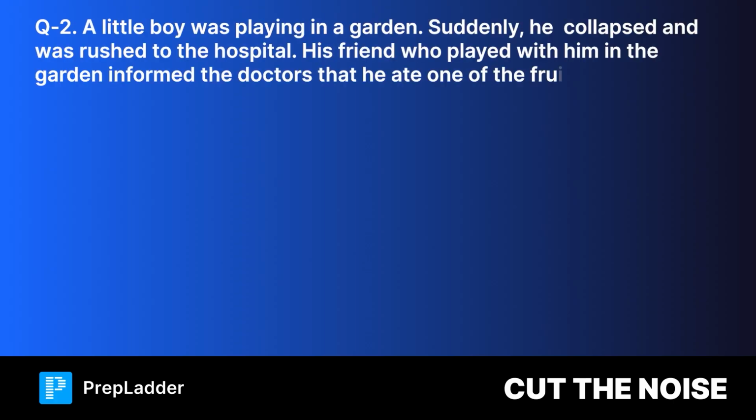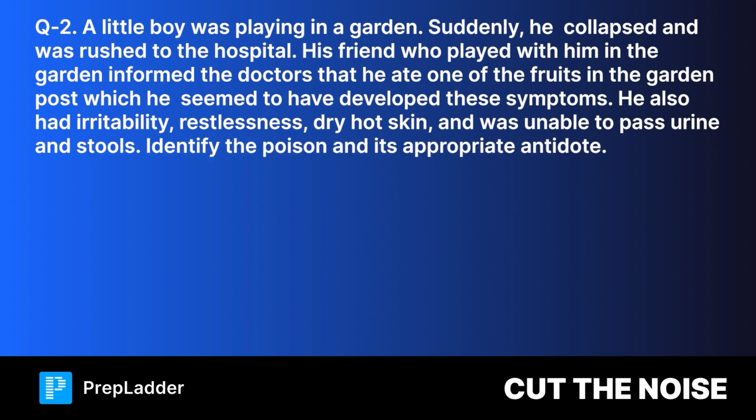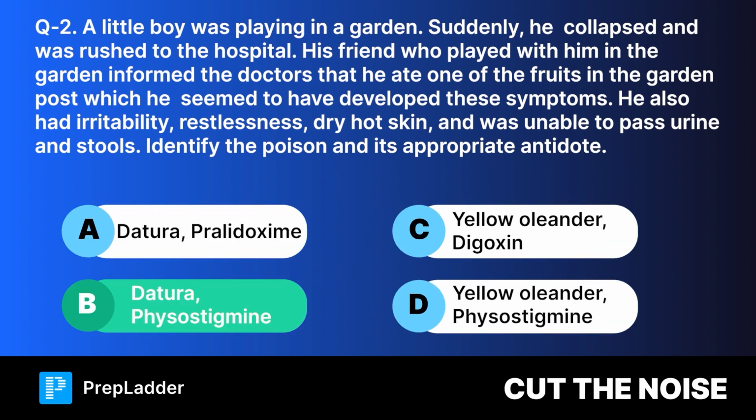Question 2. A little boy was playing in a garden. Suddenly, he collapsed and was rushed to the hospital. His friend who played with him in the garden informed the doctors that he ate one of the fruits in the garden, post which he seemed to have developed these symptoms. He also had irritability, restlessness, dry hot skin, and was unable to pass urine and stools. Identify the poison and its appropriate antidote. Your options are. And the correct answer is Datura, physostigmine.